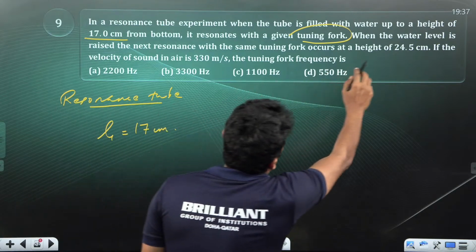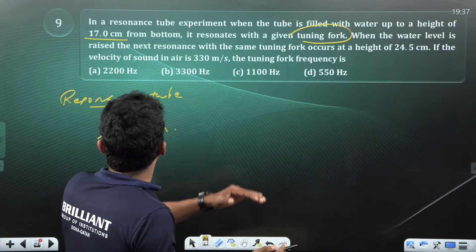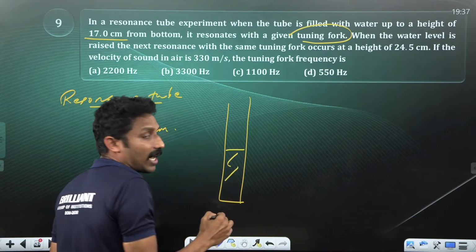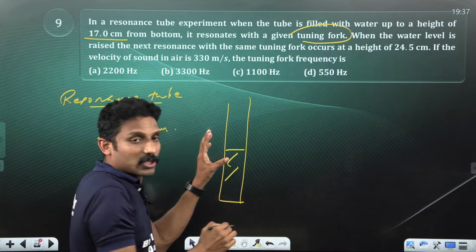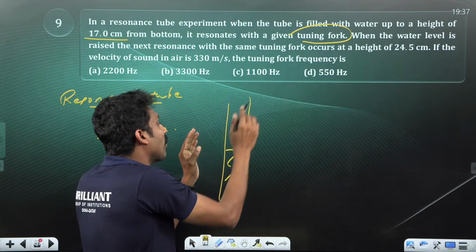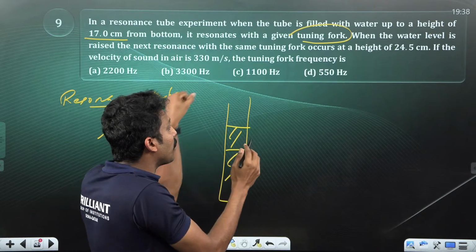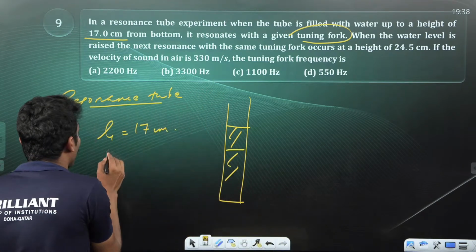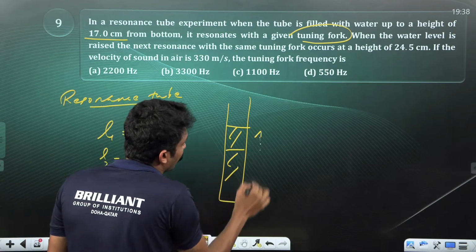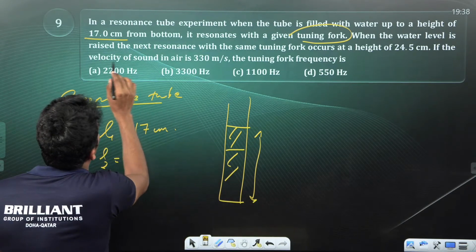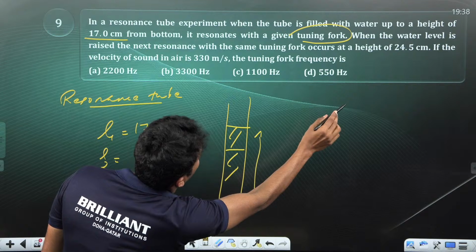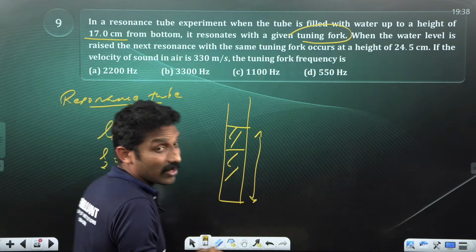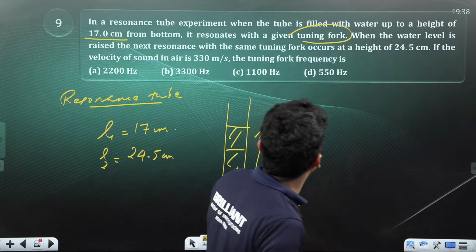Okay, now when the water level is raised with the next resonance, this is the resonance tube, there is water and the tuning fork is excited here, resonance is observed, and now the water level is increased, and again with the same tuning fork, resonance is obtained at a different, greater length. What is that greater length? It is 24.5 centimeter. Again resonance happened with the same tuning fork.